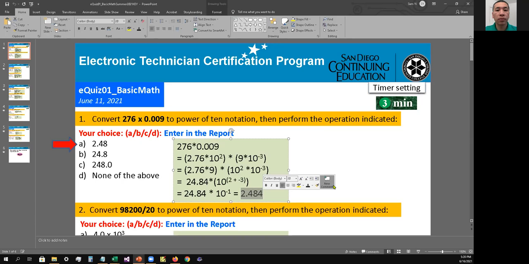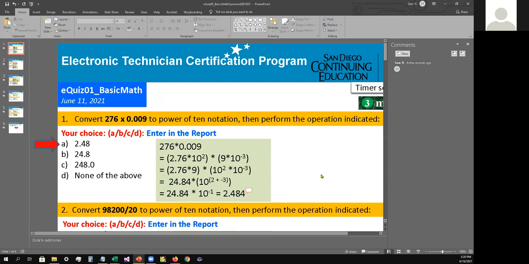Sam, can we round it up if it's five? Like I said, you look at the number, whatever the answer is, whatever the closest, you go with that one. If you need to round it up, go ahead and round it up. If you need to round it down, round it down. Okay, does anybody have any other questions?